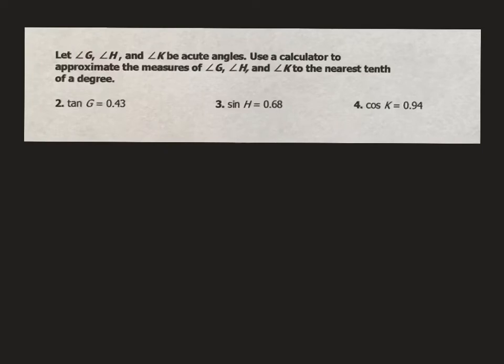Okay, so 2, 3, and 4 are just to give you a little bit of extra practice on how to type these into your calculator to solve for the angle measures. They want you to round to the nearest tenth of a degree, so that's 1 decimal place. So to undo tangent, we're multiplying everything by inverse tangent. So that inverse tangent is going to cancel out your regular tangent, and it's just going to leave us with angle G.